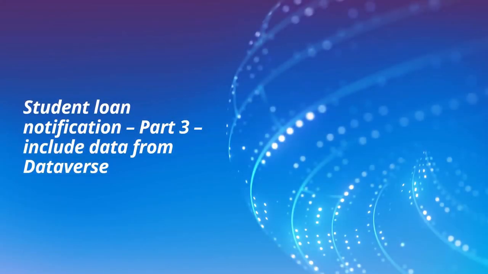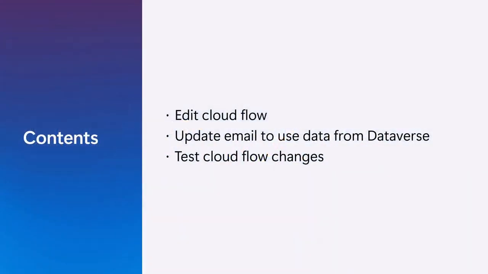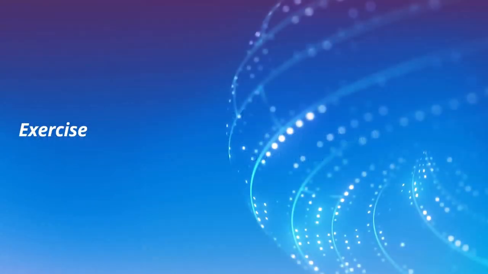In this lesson, we are going to update the student loan notification email further. We're going to include data from Dataverse: data from the trigger table, the loans table, as well as some related tables. So we'll edit the cloud flow, update the email, and then finally test the cloud flow changes have worked as we've expected. Let's move over to the exercise.